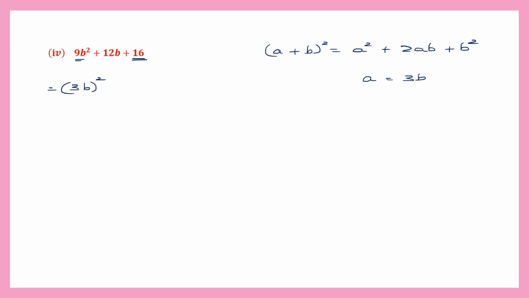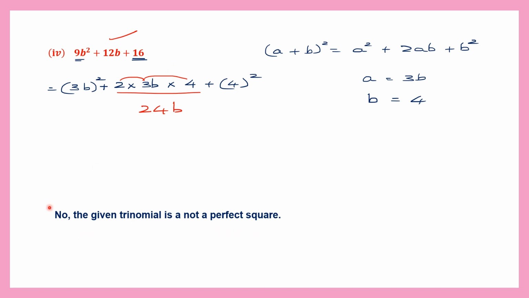Now let's go to the last one, that is 16. Now 16, the square root is 4. So 4 square. That means b is equal to 4. Now here we have to get 2ab. So plus 2 into a, which is 3b, into b, which is 4. Then we need to find out whether this will give us 12b. So let's multiply. 2 3s are 6, 6 4s are 24b. So we're getting 24b. But we should actually get 12b, isn't it? That means this trinomial is not a perfect square. So let's write that. The given trinomial is not a perfect square.